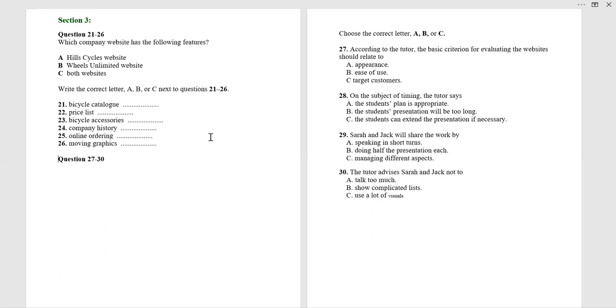Now turn to section 3. Section 3. You will hear two business studies students, Jack. What is happening? Just a second. Stop playing. Preparing. First, you have some time to look at questions 21 to 26. I don't want to play it here. Just a second.